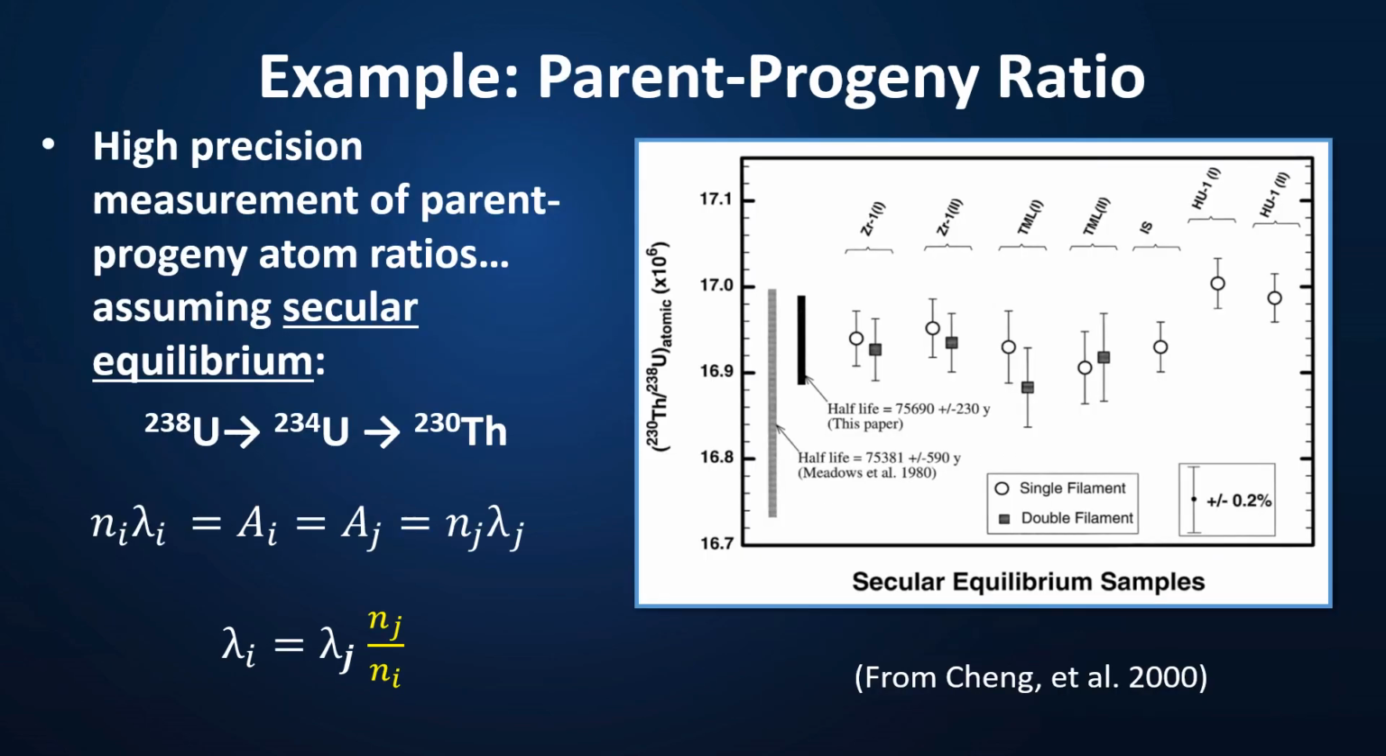In this example, Cheng and others determined half-lives of uranium-234 and thorium-230 nuclides by using the U-238 half-life and measuring the atom ratio of these decay progeny to U-238 on multi-collector mass spectrometers. These measurements were made on geological samples where the decay chain was assumed to be in secular equilibrium.